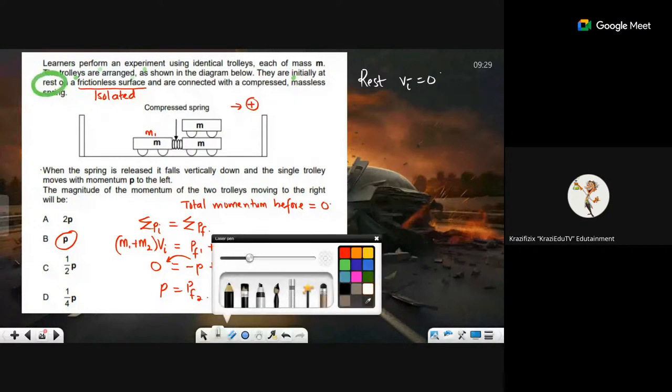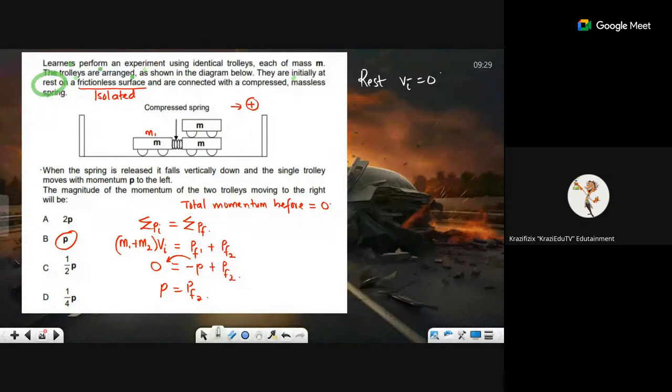So I see a lot of people also saying I should re-explain. So guys, M1 plus M2 times VI. What is our VI? Zero. So zero times the mass is zero. I'm sure everybody's okay with that zero now. Are we okay? Rizana? Yes, sir. Do you understand this part? Yes, sir.